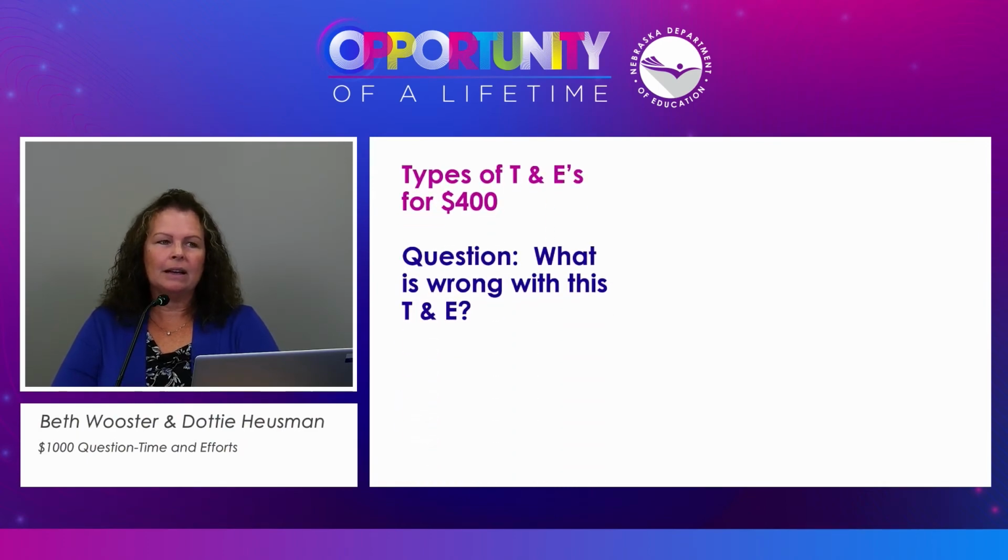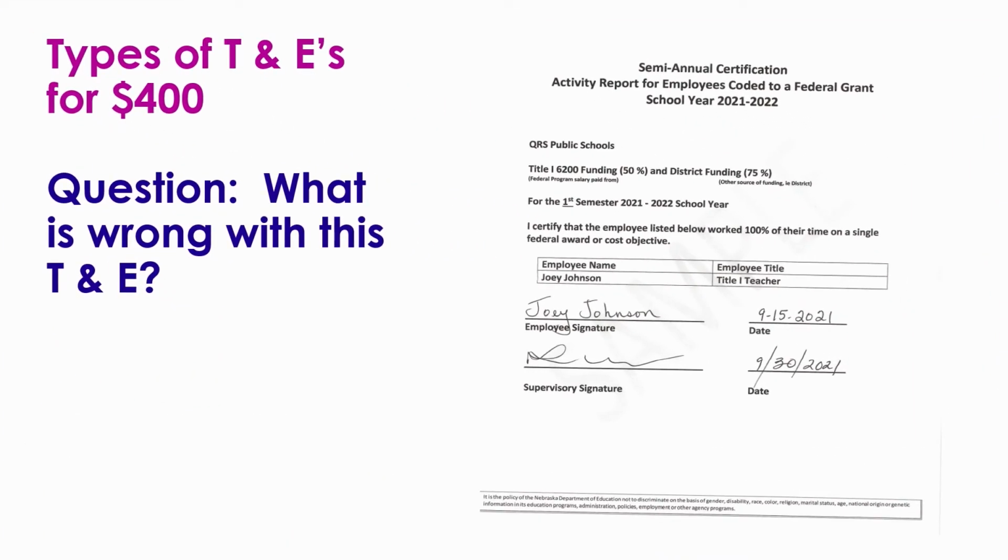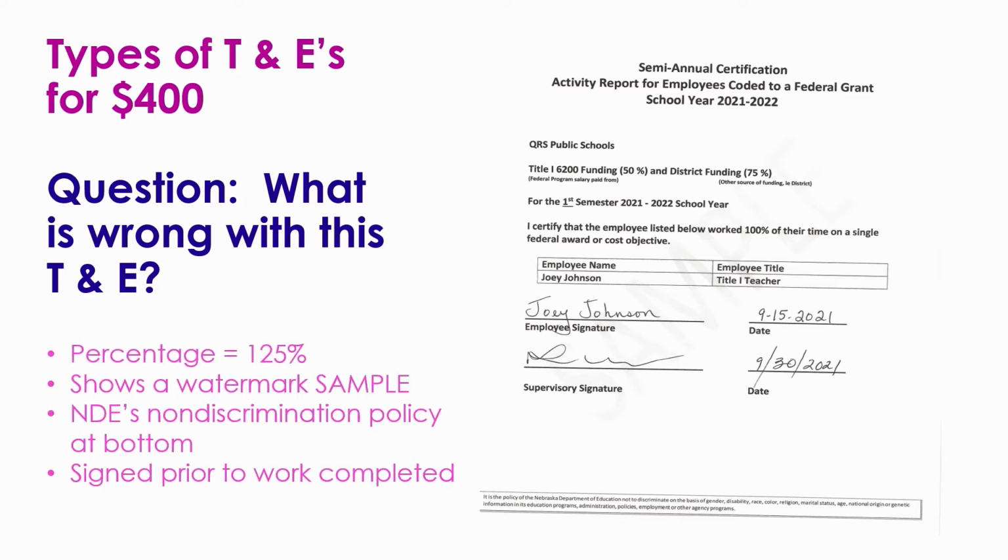All right, types of time and effort for 400. What is wrong with this time and effort? I'll give you a little bit of time to look at it. All right, there's several problems. The first being the percentage equals 125. 50 plus 75 equals 125, not 100%. And you can't be over 100%.